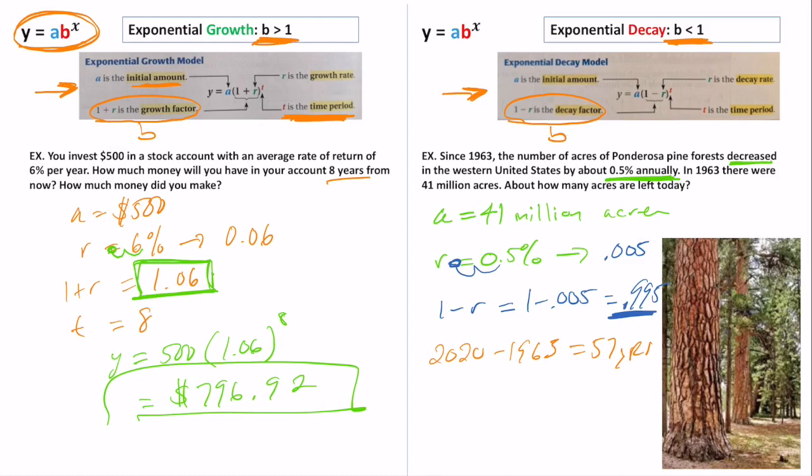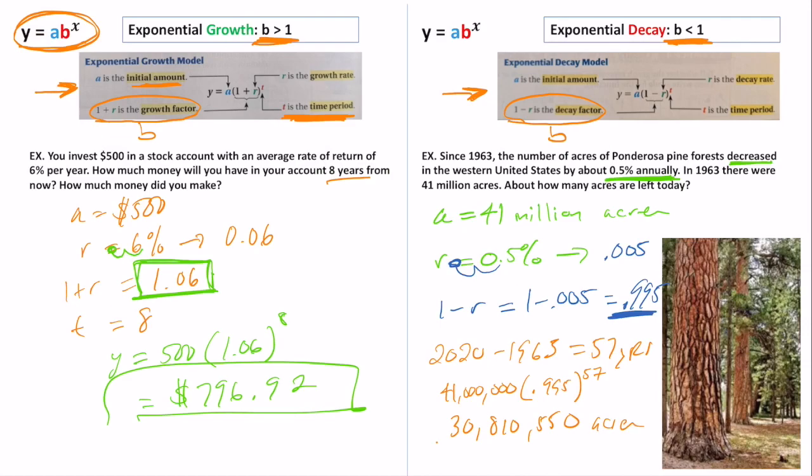So now let's plug in what we've got. We've got 41 million times 0.995. So we're decreasing a little bit every year, but we've been doing it for 57 years. So I'm going to do 0.995 to the 57th power, because I'm multiplying that by itself 57 times, and I'm multiplying that by 41 million, and I'm getting 30.8 million acres.